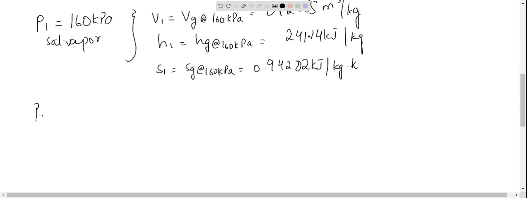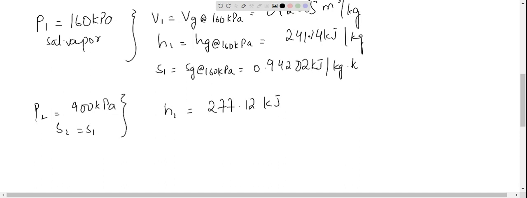Now from the pressure P2, which is 900 kilopascal, as our S2 is equal to S1 because of the reversible process, from this we get the value of H2, which equals 277.12 kilojoule per kg.